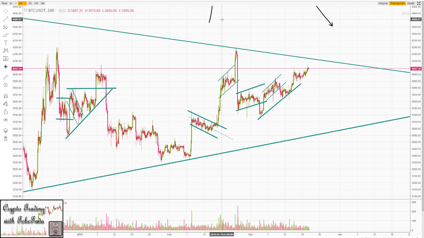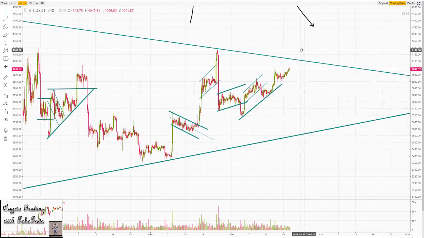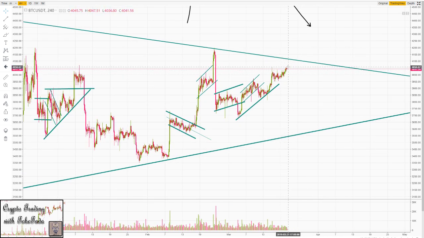So let's have a look at the BTC USDT trading pair, and we can see that Bitcoin has been in an upward momentum, an upward movement in the last couple of days and even the last week, as seen by this arrow here.